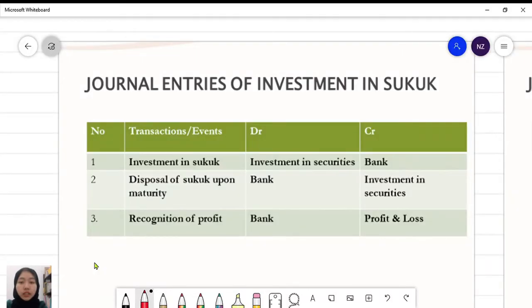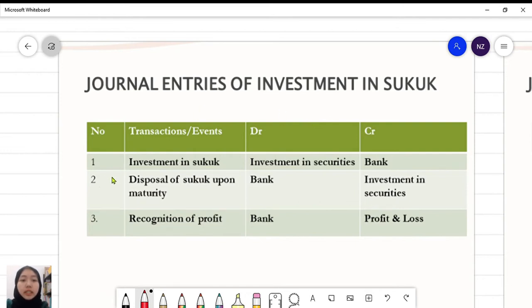So in this video, we just explain the example of the investment in sukuk, or how to answer questions on this investment. First things first, we stopped here last time. So on the journal entries of investment in sukuk, this is how the journal entries work when companies invest in sukuk.